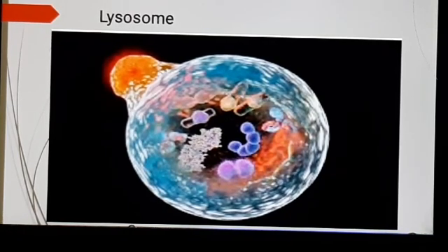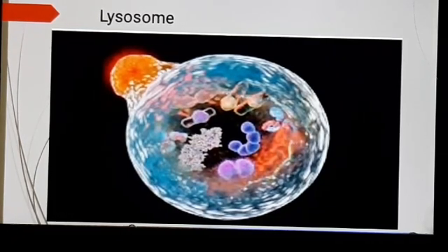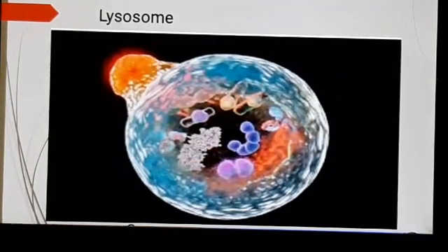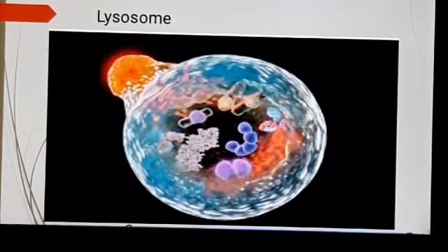Endoplasmic reticulum, you remember in the previous video lesson I taught you about the endoplasmic reticulum. So lysosomes are formed from the endoplasmic reticulum and Golgi bodies. Both the ER and Golgi bodies can form lysosomes. Lysosomes have a single membrane and they contain many digestive enzymes. You can observe here, they contain many digestive enzymes, and these enzymes help in the digestion of food.